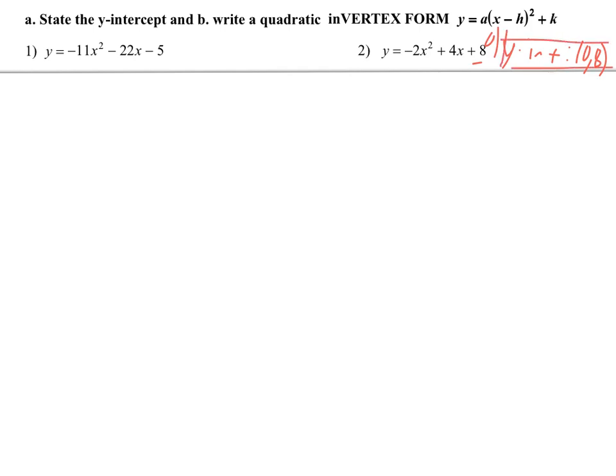For the vertex form, I would first find the vertex. So to find the vertex, we're going to do x equals negative b over 2a. We have b here as 4, so I'm going to put that as negative 4. You always have to switch that b value. And then over 2 times negative 2, that's going to be negative 4 over negative 4, and so that'll come out to 1.